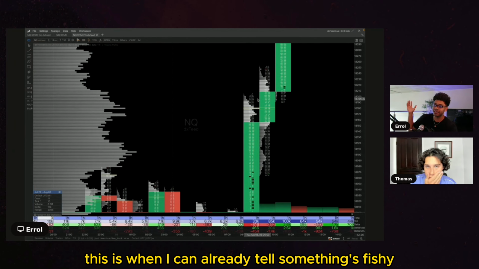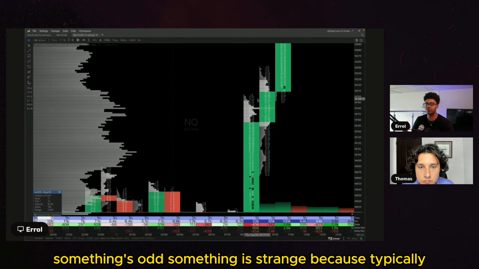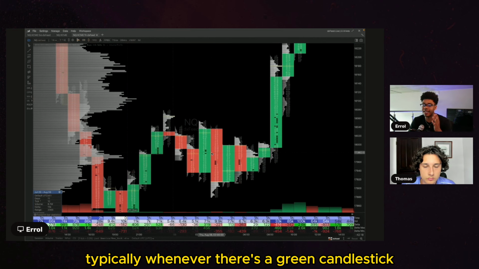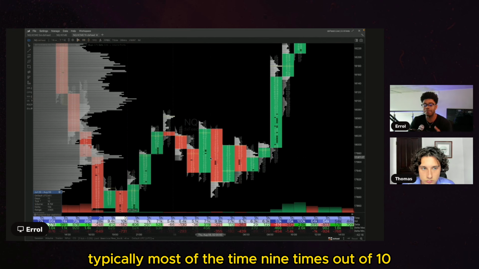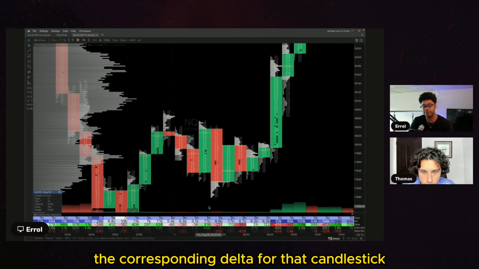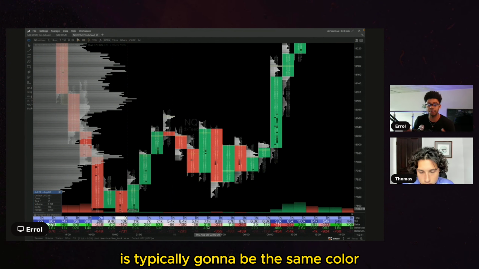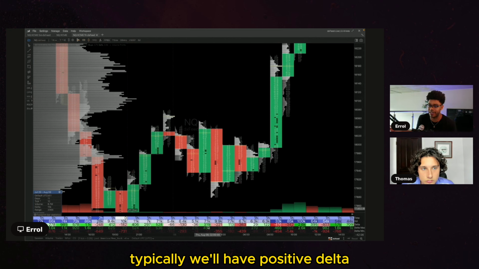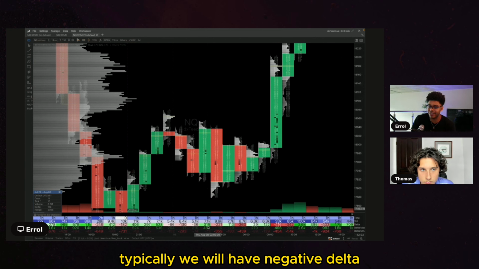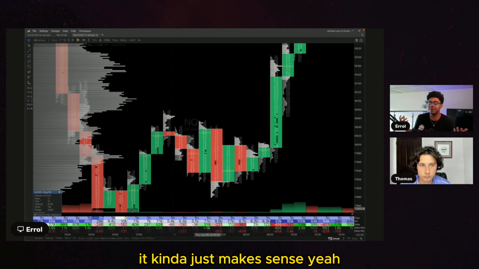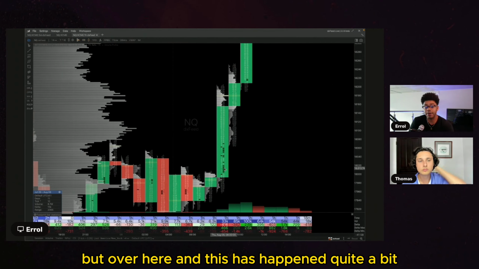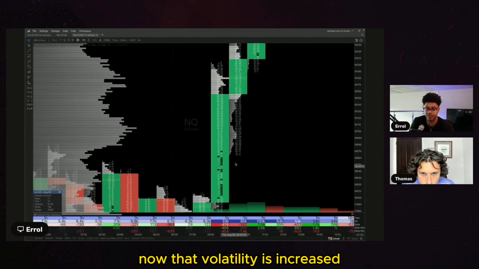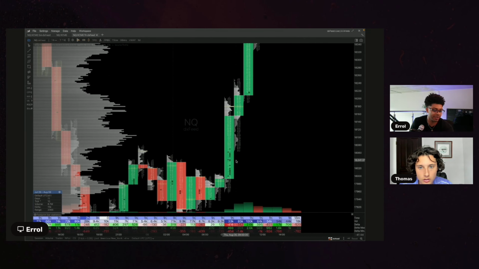This is when I can already tell something's fishy, something's odd, something is strange, because typically, depending on the color of the candlestick, 9 times out of 10 the corresponding delta is going to be the same color. If we have a green candlestick, we'll have positive delta. If we have a red candlestick, we will have negative delta. It kind of just makes sense. But over here, and this has happened quite a bit more often now that volatility has increased.